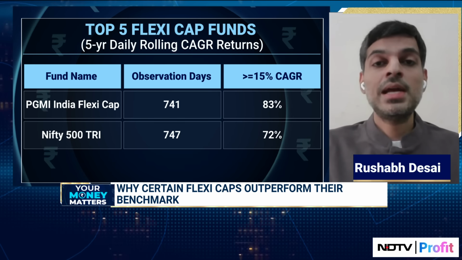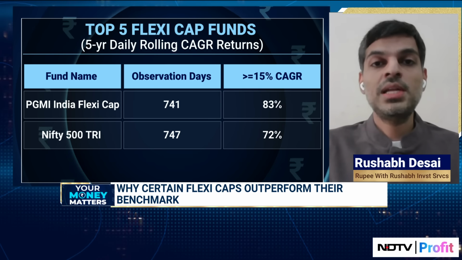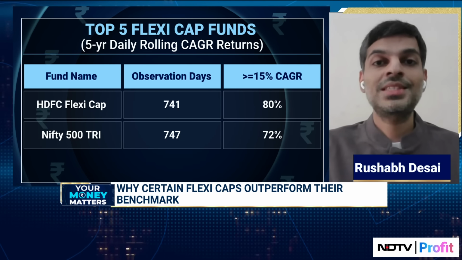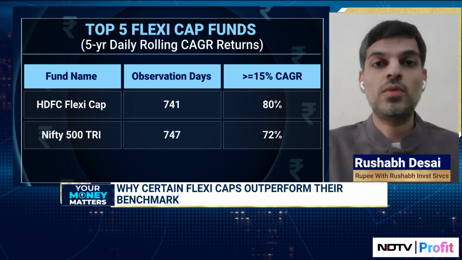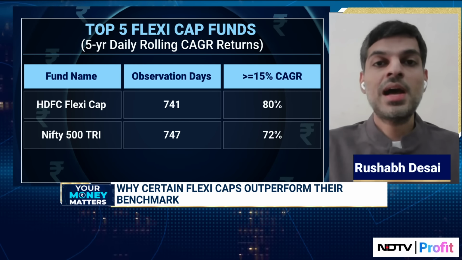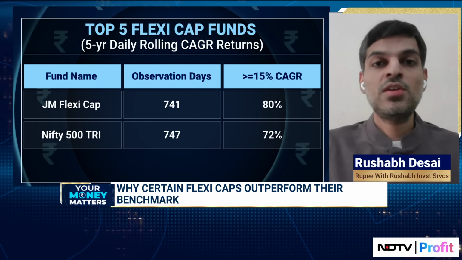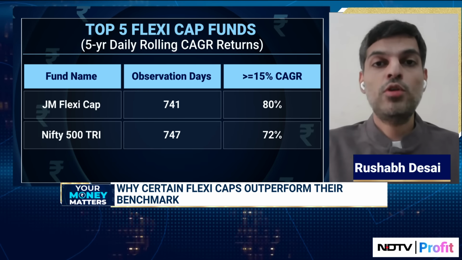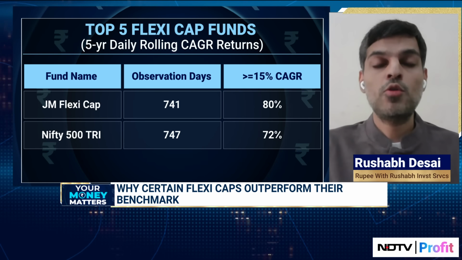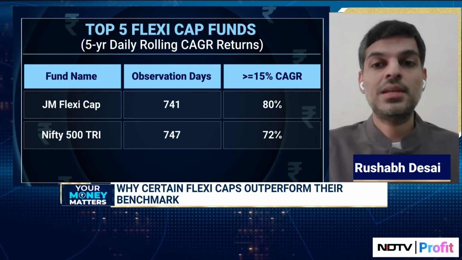So which clearly means, and at the same time, the Nifty 500 TRI index has only generated greater than or equal to 15% CAGR return 72% of the time over the past 3 years. So this clearly means, number one, that active funds have managed to deliver consistent returns. Number two, many of these funds have also outperformed the benchmark. So number one, consistency plus outperformance. So outperforming consistent funds is something I have observed over the past 3 years, Alex.